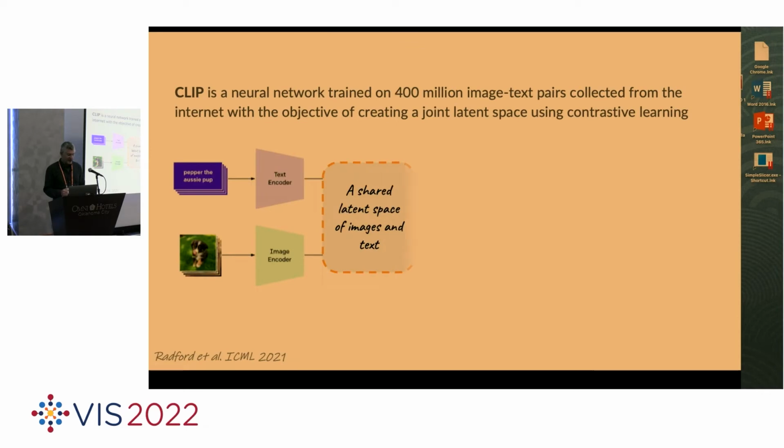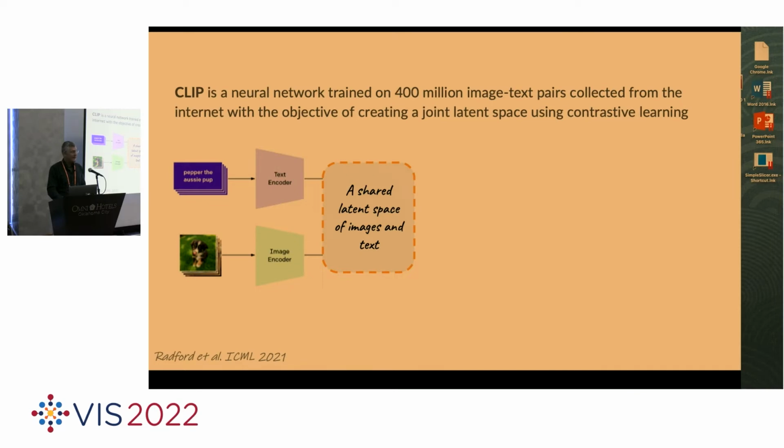So CLIP is a neural network that was pre-trained on over 400 million image and text pairs in a manner that will create what is called a shared latent space, where you can map both images and text into that space. The training used what is called contrastive learning. Basically, it takes pairs that are found together on the internet and tries to bring their representations closer to each other and further from pairs that are not matching. And this was pre-trained by previous work.